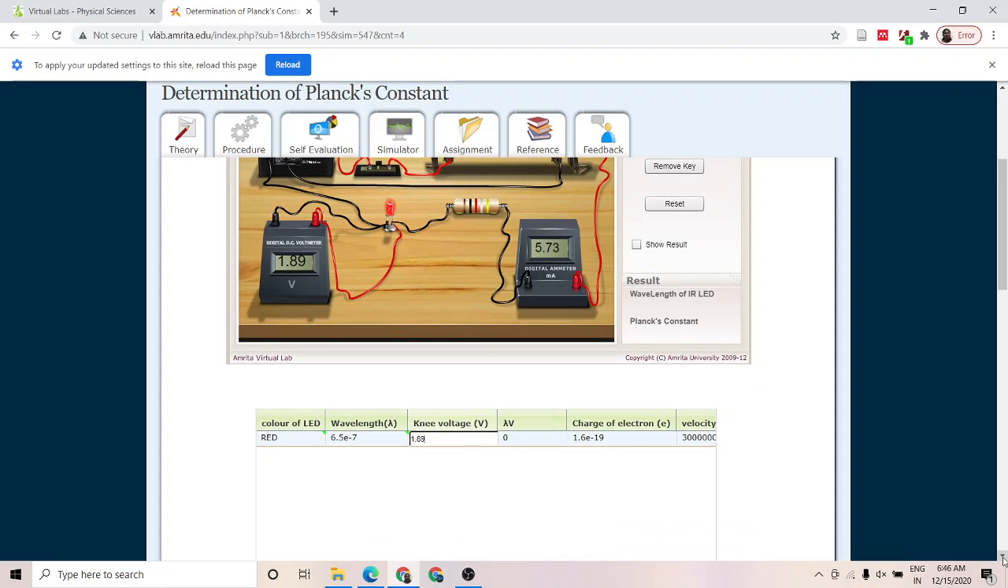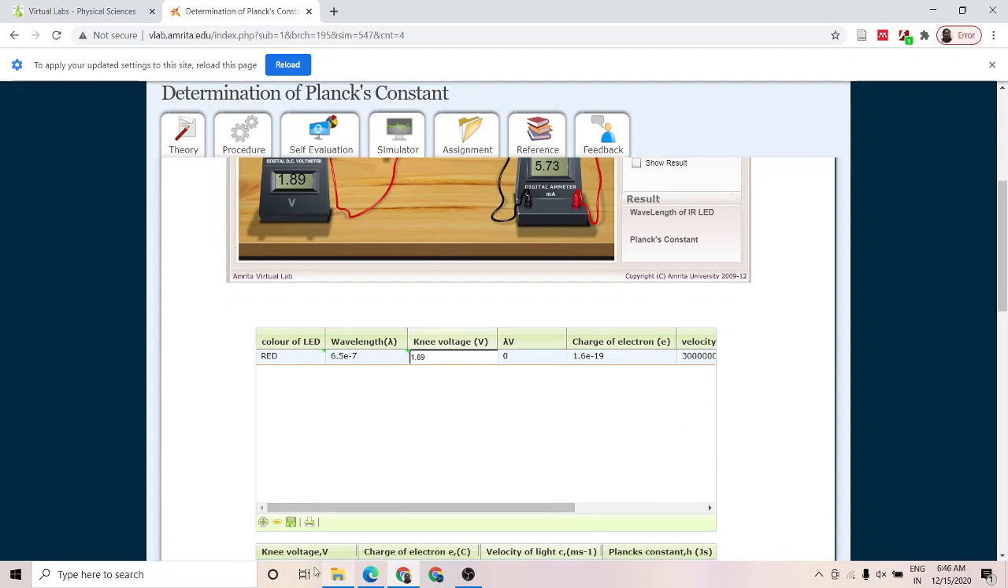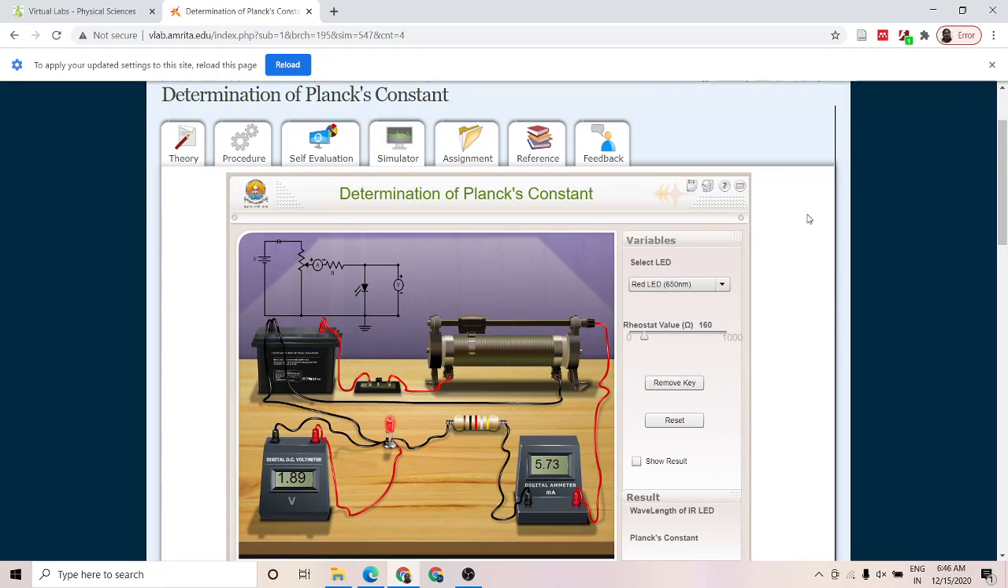Now to add the rows, just click the plus sign here. That's all. So the calculation of lambda V is automatically done here. Now I'll consider the next color, say green. And I'll repeat the experiment for green with 510 nanometer.